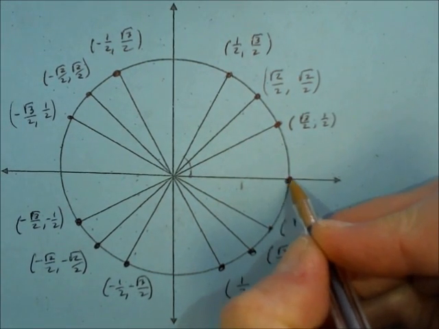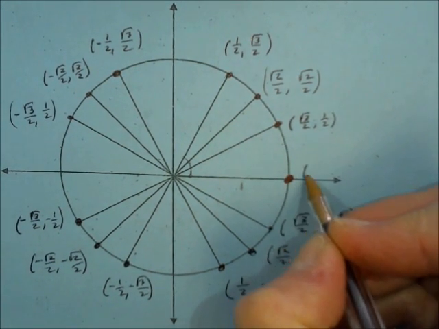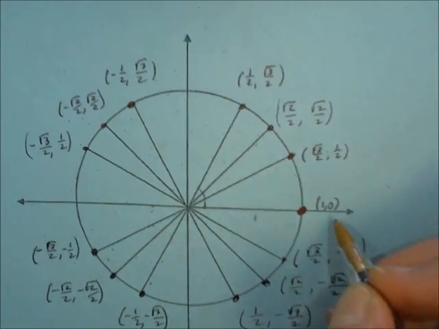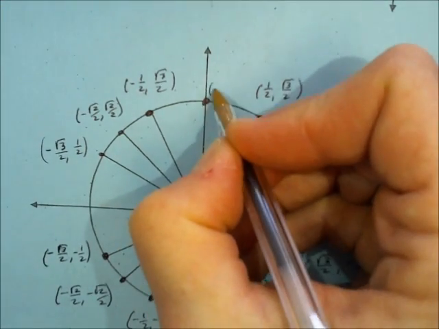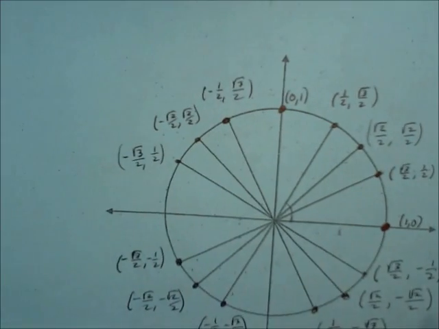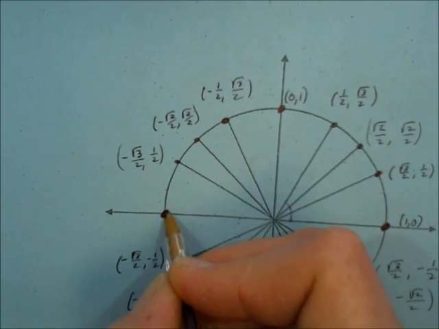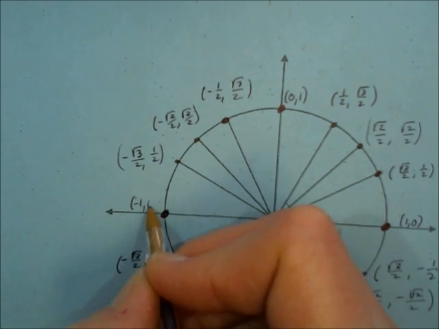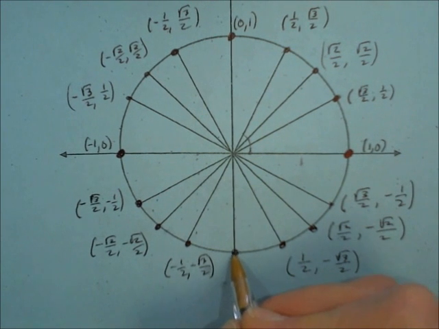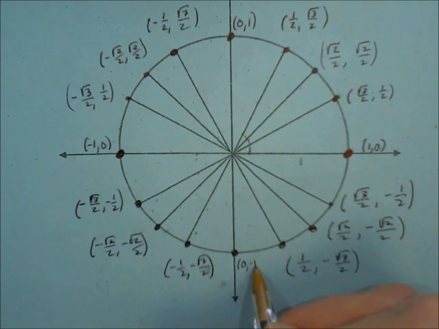Actually, we could probably put the other 4 in here. Here is (1, 0). Up here at the top is (0, 1). Over here on the x-axis on the other side is (-1, 0). And over here is (0, -1).